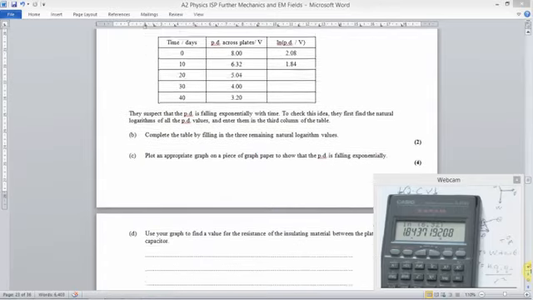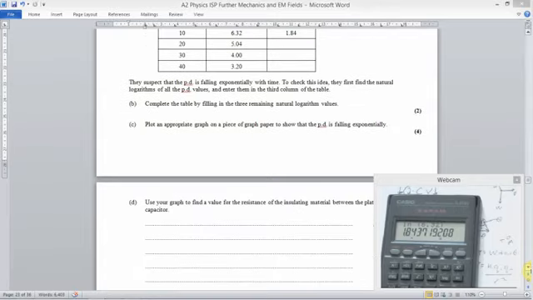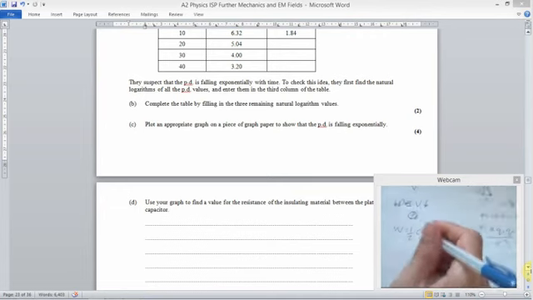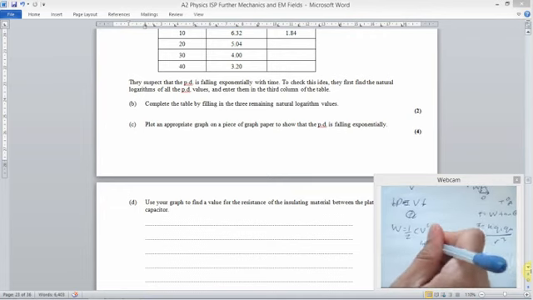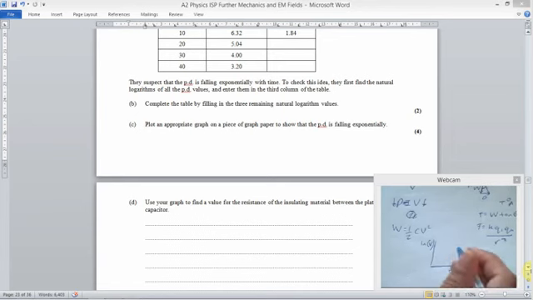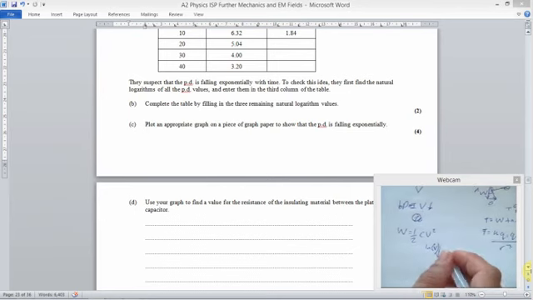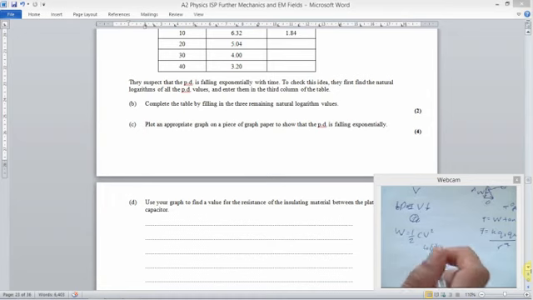That's part B. Plot a graph on a piece of paper to show how PD is falling exponentially. Okay, so on that graph what they want is the log of V against t. So if you have the graph of natural log of V against t, you should end up with a graph that will intercept the y-axis, with a negative gradient like this, and then from that you can actually figure out certain values. Okay, so that's the graph they want. Okay, and if it's a log graph and it's got a straight line, it must be falling exponentially.